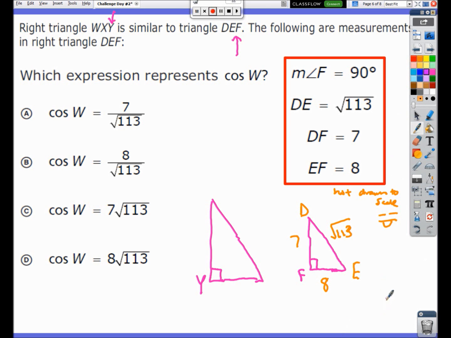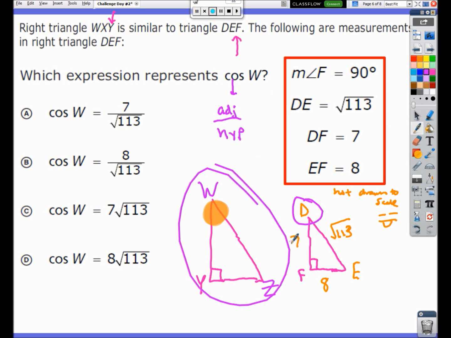All right, so now, which expression represents the cosine of W? Well, we still got to figure out which one was W and which one was X over here. But if I put D up here, D matches with W. So W is going to go up here, which means X has to go down here. So the cosine of W, well, now we got to remember, what was the definition of cosine? Cosine is the adjacent over the hypotenuse.